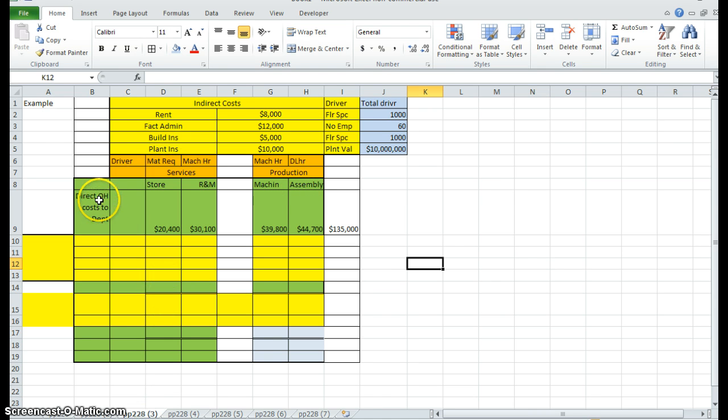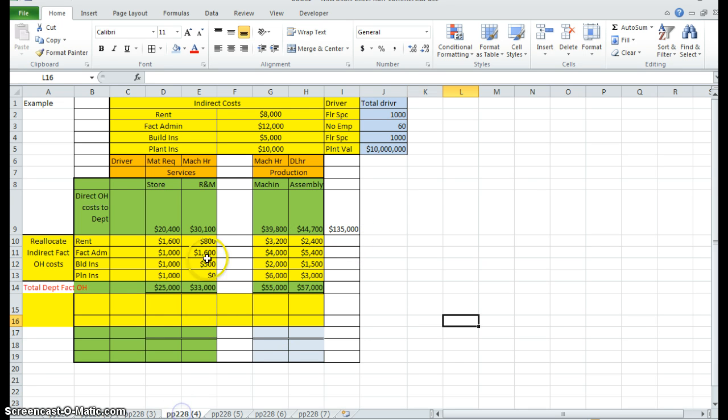Now it also gives the direct overhead cost for these 4 departments. Those are the department direct overheads for each of them, and that will total up to 135,000. The first step is we've got the direct overhead sitting there. The indirect overhead is for all of the 4 departments, so these have to be reallocated. All these 4 costs have to be reallocated to each department respectively using those drivers.